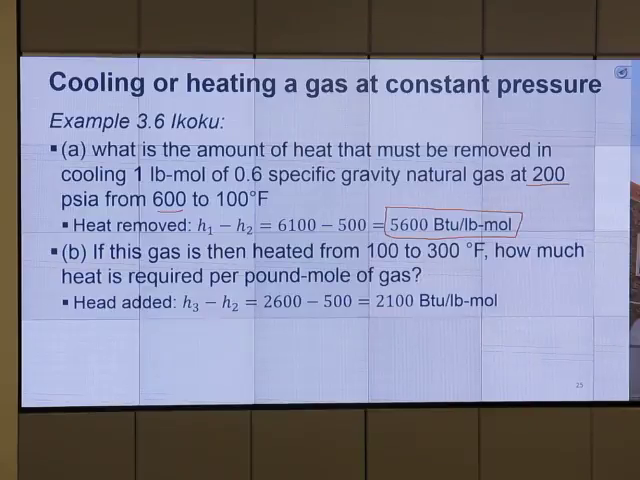Okay. Question B. If this gas is then heated from 100 to 300 F, how much heat is required per pound mole of gas? So we heat it at constant pressure. This is just an example. In reality, we don't really heat it at constant pressure like this in the gas compressor, right? But we can still do the calculation.